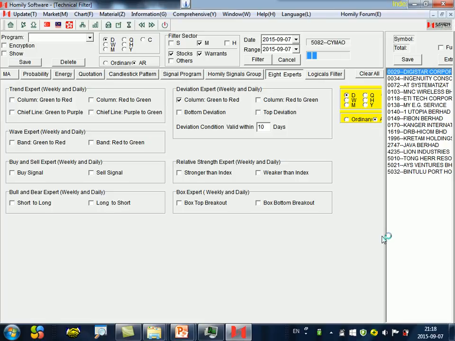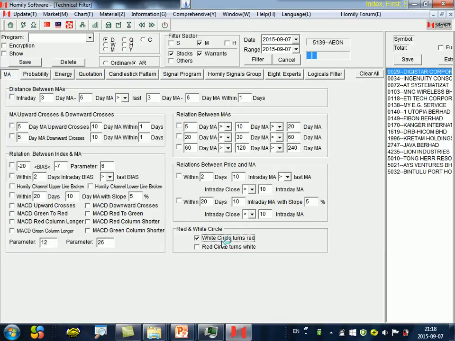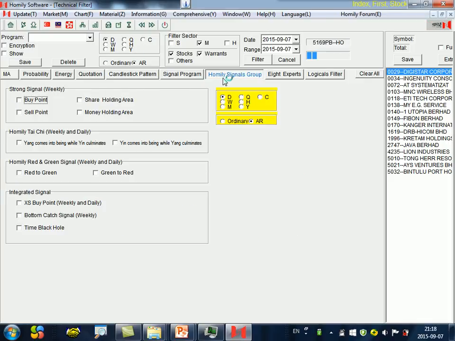Also, you can use the triple red to filter. We can add another two conditions. First one, the MA white circle is red, and then the harmonic strong signal back point triple red. Okay, triple red. None at the moment. I think we can use the triple red to filter.